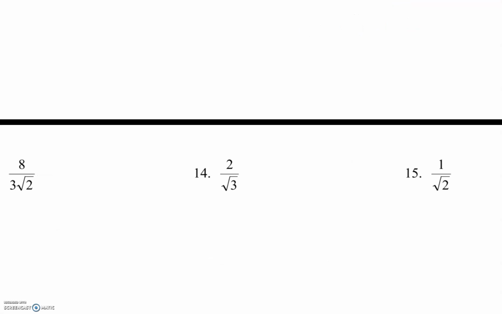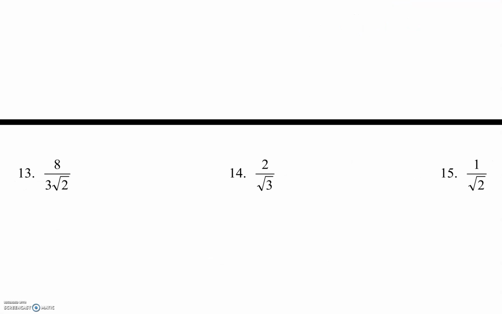Okay, so let's do number 13 because that's what I was hoping 12 was going to be, but it didn't. So again, we're only worried about square root of 2. We're not worried about that 3 in the denominator because we've always been able to have just regular numbers in the denominator. No problem whatsoever. So we're going to multiply by the square root of 2.